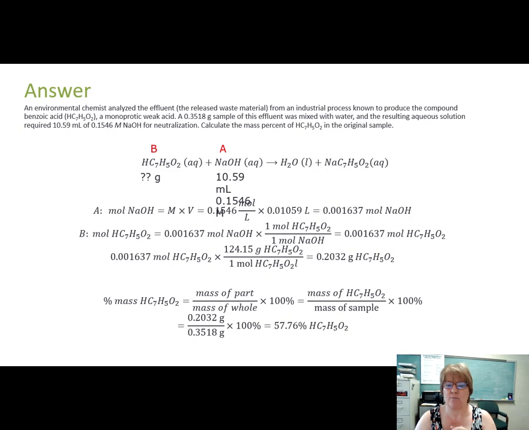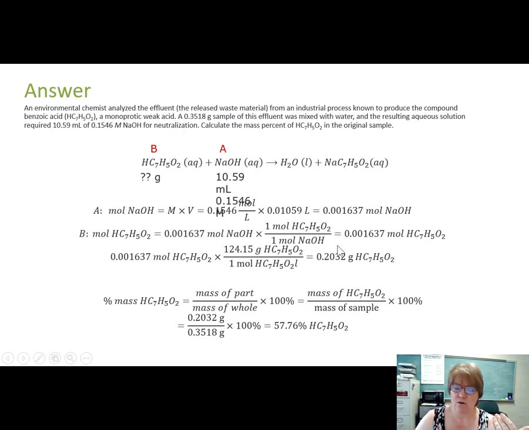In this case, the 0.3518 grams sample is the sample with the contaminant in it, but also a lot of water in it. And so that can be misleading. And so that's going to be held off till the end. So then I would solve for the problem and determine how much of this benzoic acid was in there from the titration with this sodium hydroxide.